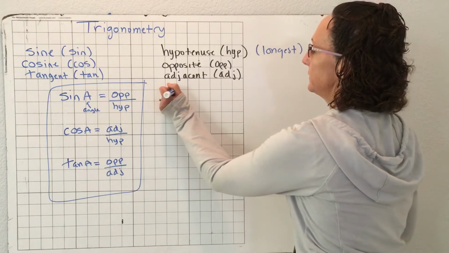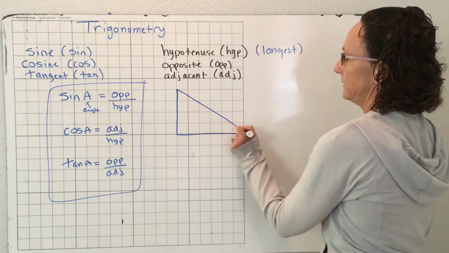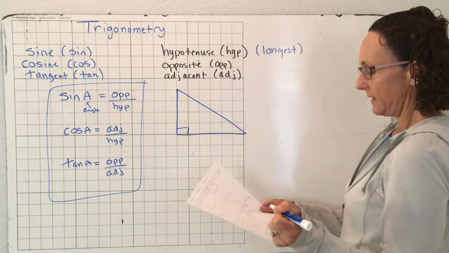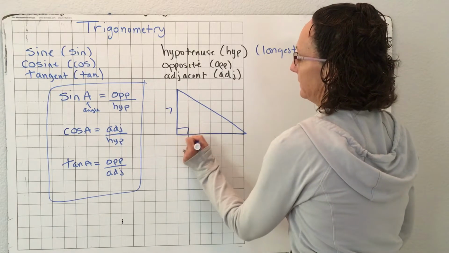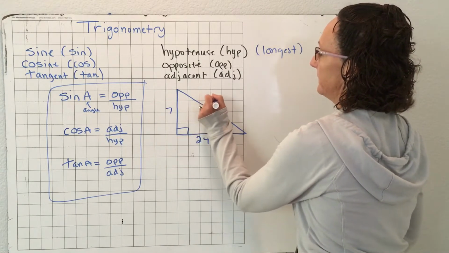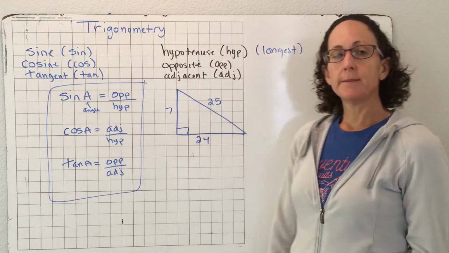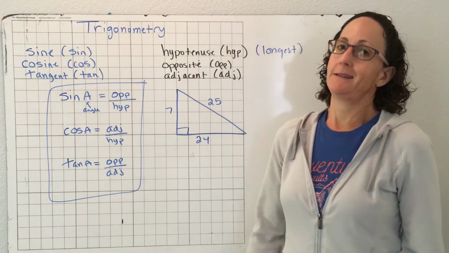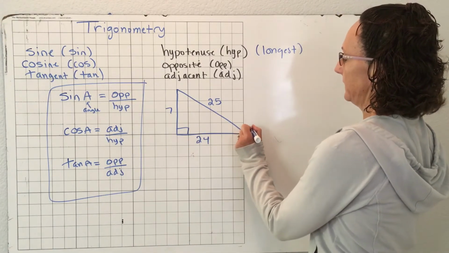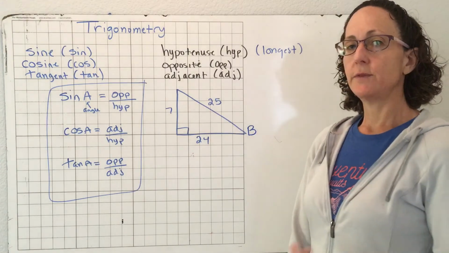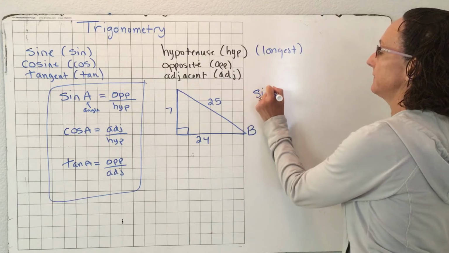I want you guys to draw a right triangle on your paper, like this, and label the sides 7, 24, 25. So this is a triplet. I'm picking a triplet because the numbers are easy to work with. Let's call this angle B. This is how the problems are going to look. I'm going to say, what is the sine of B?